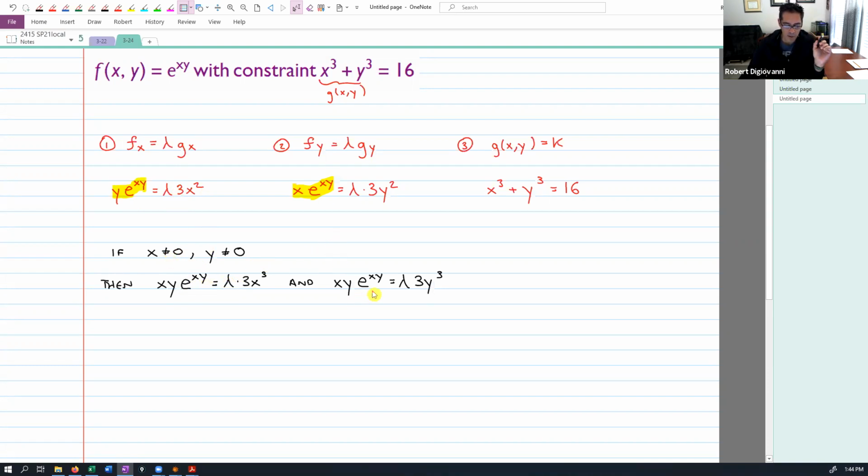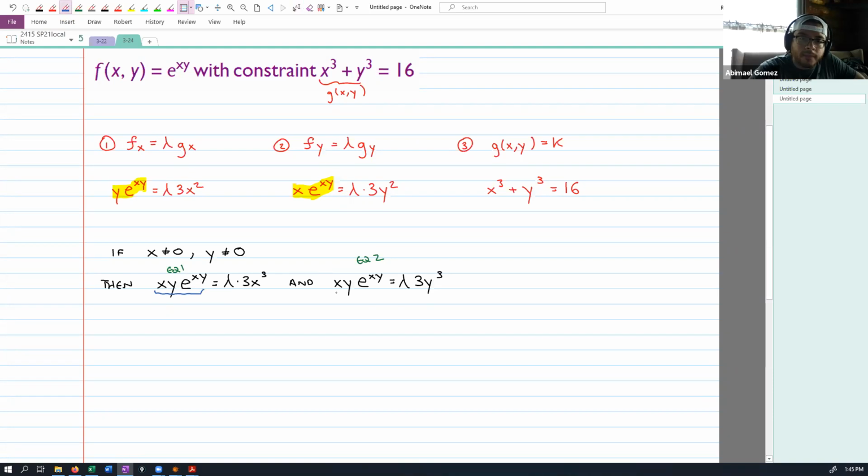And then where did this one come from? Multiplying both sides of this equation by y. So this was equation 1, but I hit both sides with an x. This is equation 2, but I hit both sides with y. Now, why did I do that?